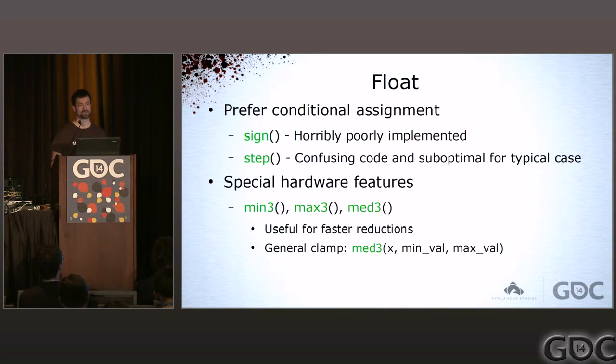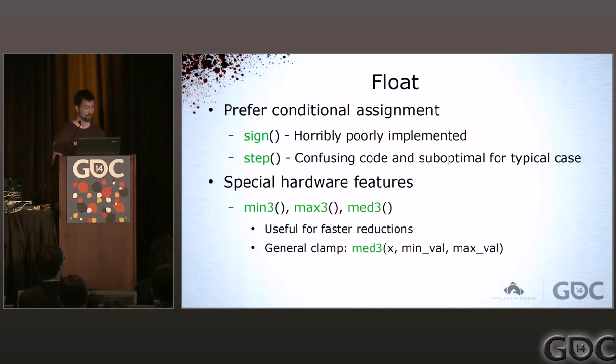The way these functions are typically used is that they're probably multiplied by some value in the end. If you do it as a conditional assignment, you can just merge that into the two values that you're selecting between, and you get that sort of thing for free. Whereas if you actually use the sign and step function, in addition to this being slower, you also get the additional cost of actually doing that multiplying there.